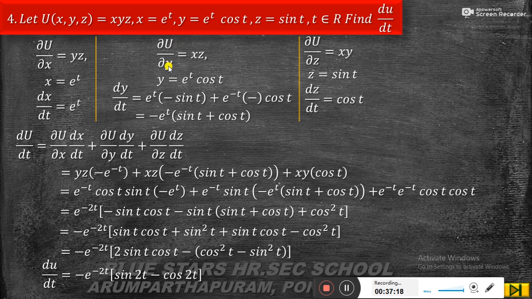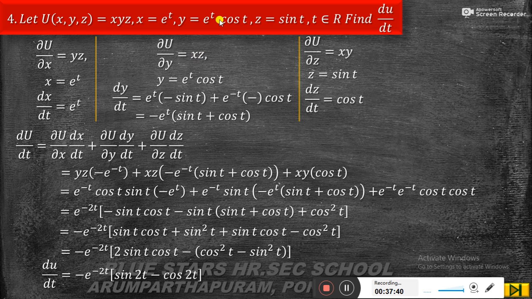Next, ∂u/∂t: we differentiate. Next, x equals e^t. From this we calculate dx/dt. dx/dt means the derivative of e^t, which is e^t. Next, ∂u/∂y: we differentiate with respect to y. So for y, xz stays as it is and the derivative of y is 1. Therefore ∂u/∂y equals xz.